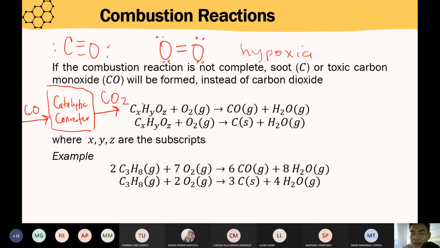However, kapag carbon dioxide yan, you still have more time to escape the vehicle na nagpo-produce niyan. So, you still have more time to escape the room, kasi lesser naman yung binding properties niya kaysa kay carbon monoxide. So yun yung reason, para mas mabuhay ka.